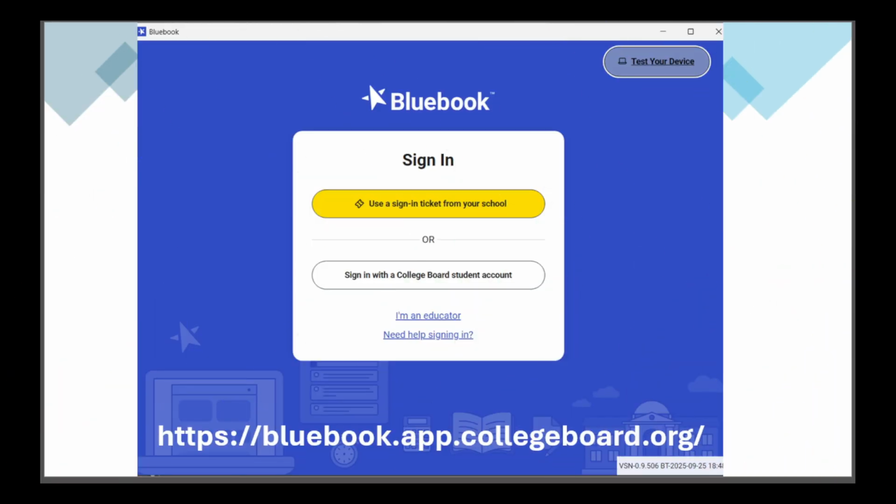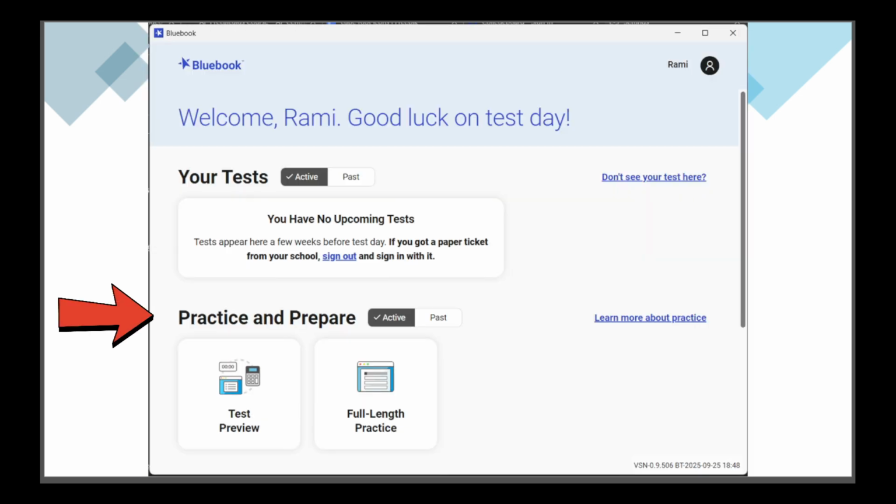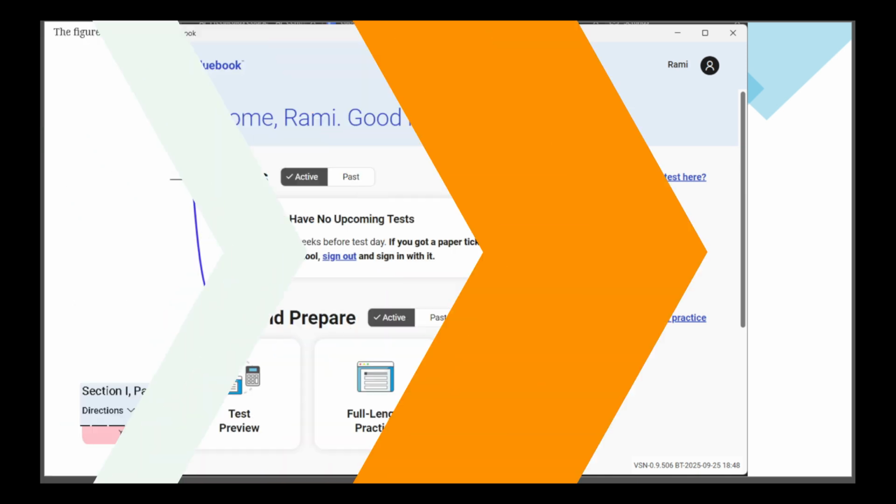Once you open the Blue Book application and sign in using your College Board student account, you will then navigate to the Practice and Prepare section. From there, you can access a variety of test previews and practice materials to help you get ready.